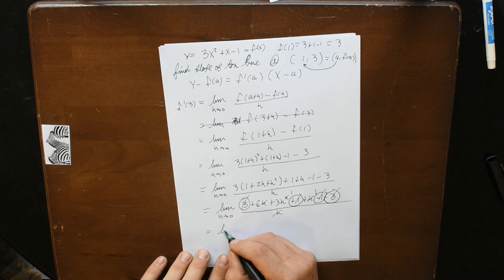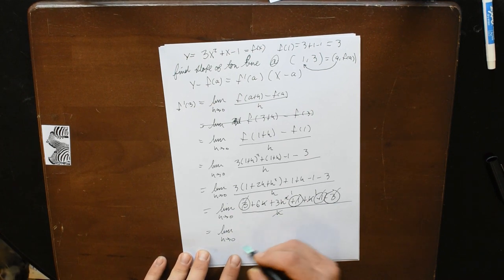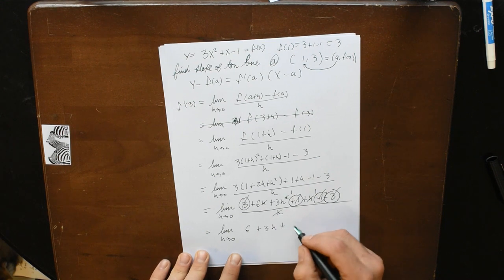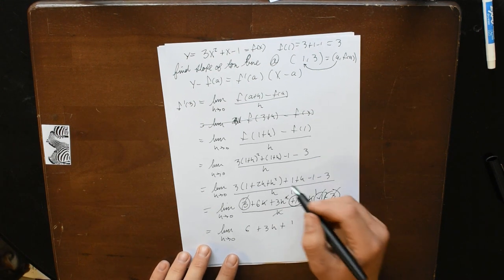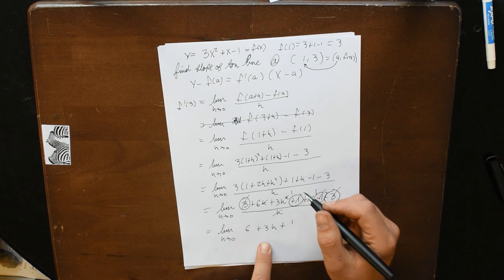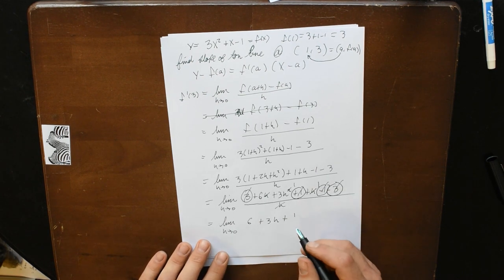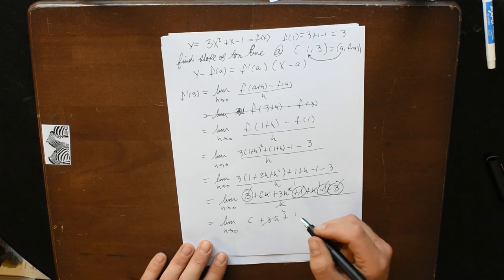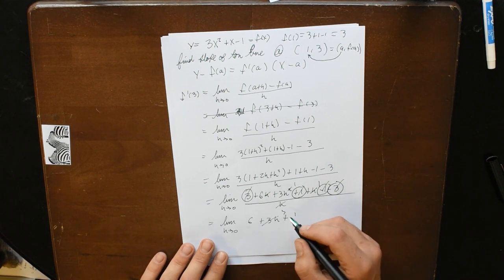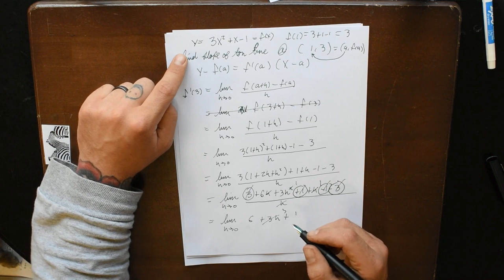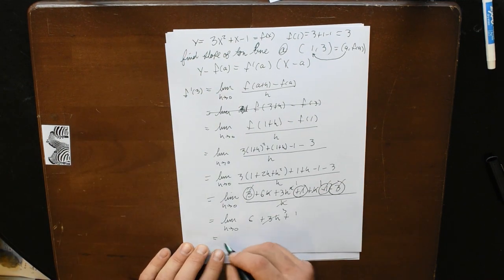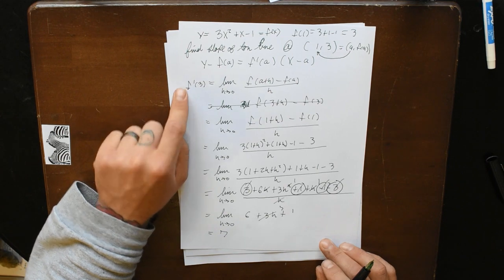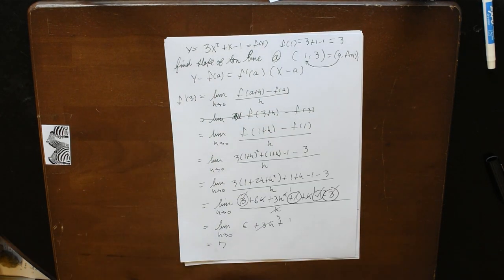So we get the limit as h goes to 0 of 6 plus 3h plus 1, and as h goes to 0, that's going to be equal to 7. Which makes sense, yes, because that would be 7, which equals 7. So we have found the slope for this equation.